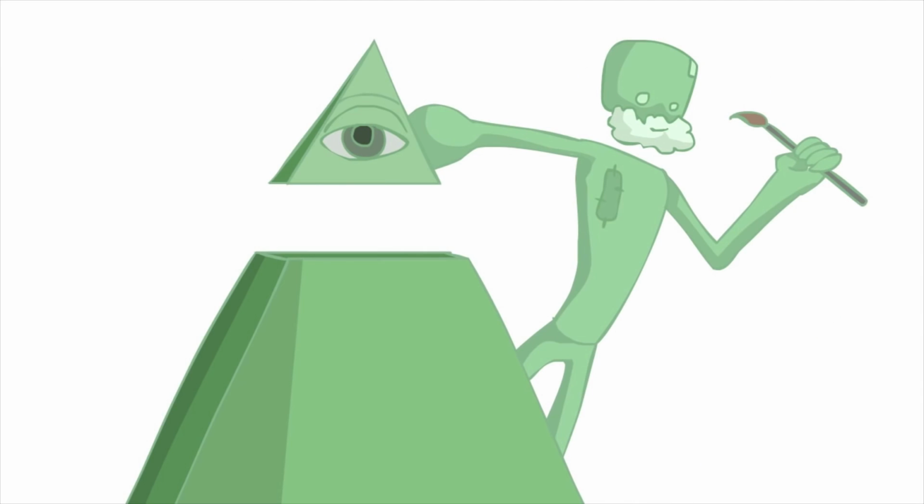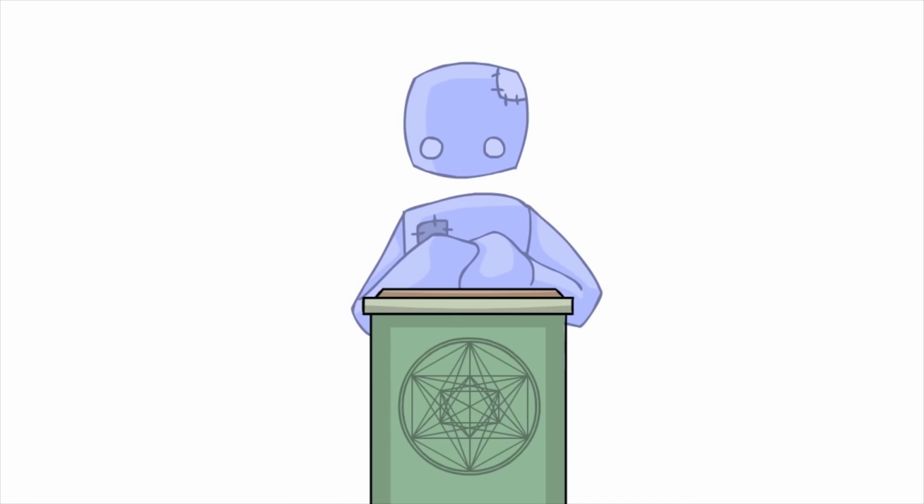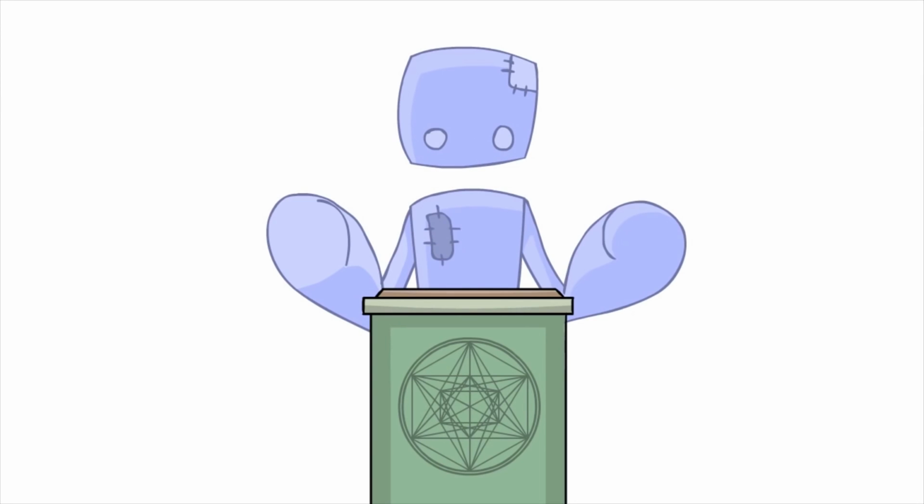Also, Leonardo was a master mason, and it's clear that he most likely got his original knowledge from them. Is the flower of life, among other things, the secret information that the Masons have been keeping secret for the last 1,000 years?